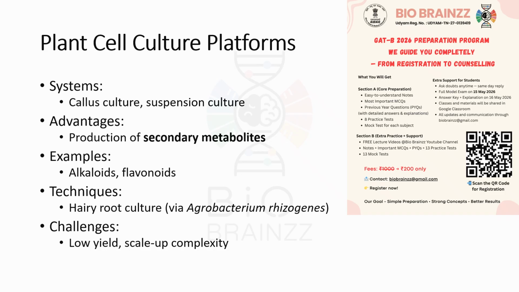Plant-based systems provide an alternative to traditional extraction from whole plants. Advanced techniques like hairy root culture, induced using Agrobacterium rhizogenes, enhance metabolite production. However, plant cell cultures face challenges such as low yield and difficulties in scale-up for industrial production. Despite these limitations, they are important for producing specialized compounds that are difficult to synthesize chemically.